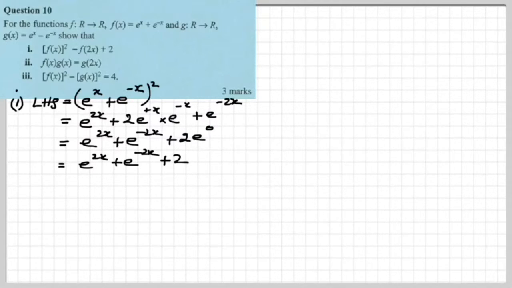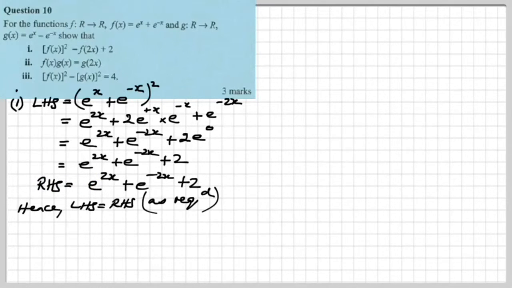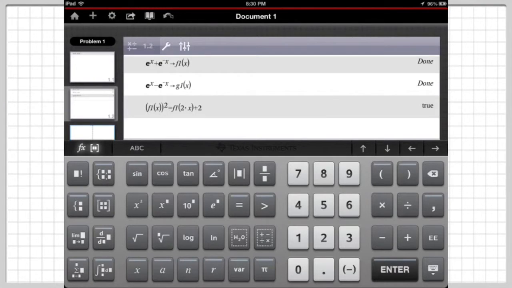Now, what about that right-hand side? That's f of 2x. Yeah, I see. f of 2x is e to the 2x plus e to the minus 2x. Oh, plus 2. Oh, what a fortunate circumstance. Look at that. Of course the left-hand side equals the right-hand side. It's beautiful, isn't it? It's magnificent. That's what it is. See, because we can do it.